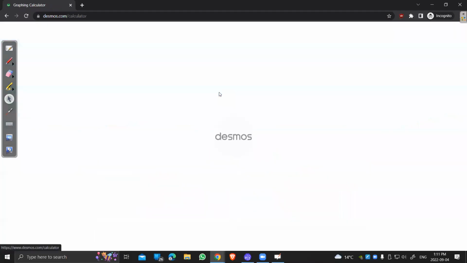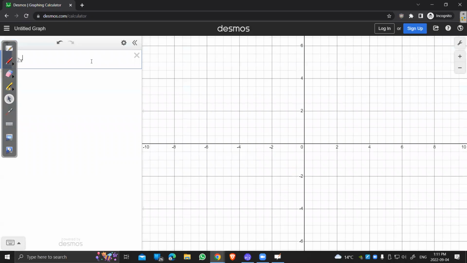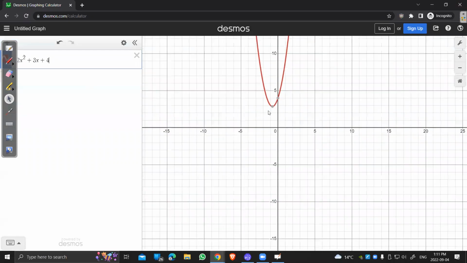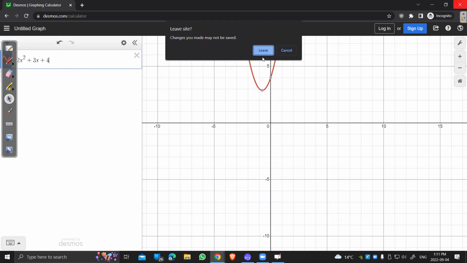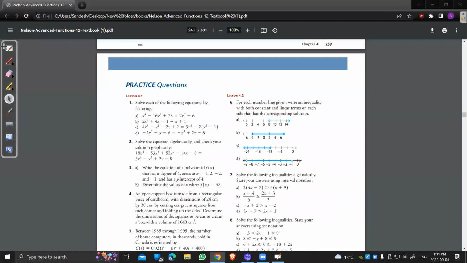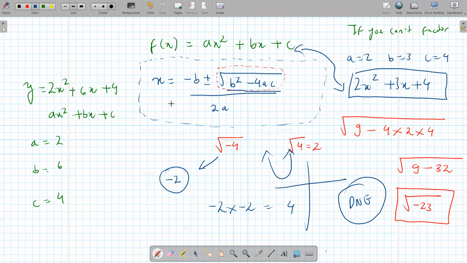2x squared plus 3x plus 4. What does that look like graphically? Boom, you see? It'll never touch the x-axis. Graphically, it's easier. You just look at it. But algebraically is a little bit more difficult. Well, it's not that difficult. You just plug it in to find your a, b, and c and plug it into that.